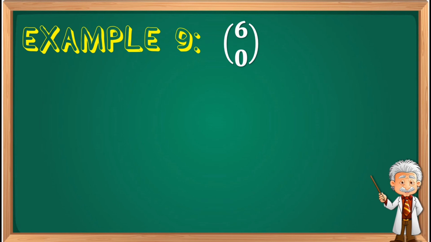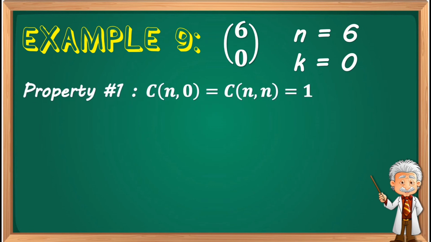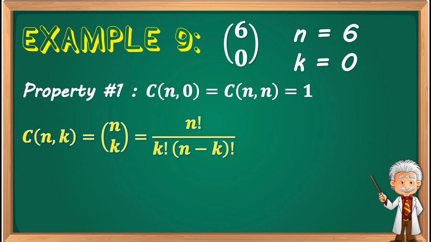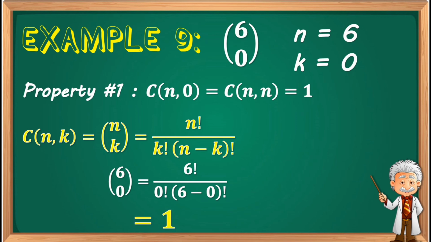Next, we have example number 9. Our given is 6, 0, n is equal to 6, and k is equal to 0. This is the application for property number 1, where the combination of n and 0 is equal to nCn is equal to 1. Ibig sabihin na magiging sagot dito ay 1. So, substituting the value of n and k in the formula, we have 6 factorial over 0 factorial times the quantity 6 minus 0 factorial equals 1.